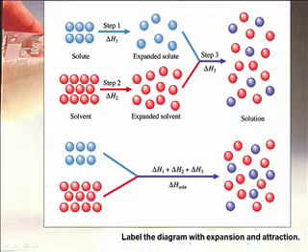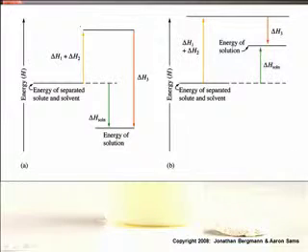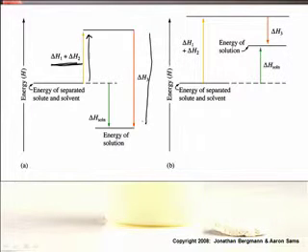Okay? So here's the same picture with expansion. Here's actually the picture I was looking for. So if you do delta H1 and delta H2, which is always endothermic, hence the arrow going up, the orange arrow, and delta H3 being highly negative, what's going to happen is the delta H of the solution will be negative, and the substance will dissolve.